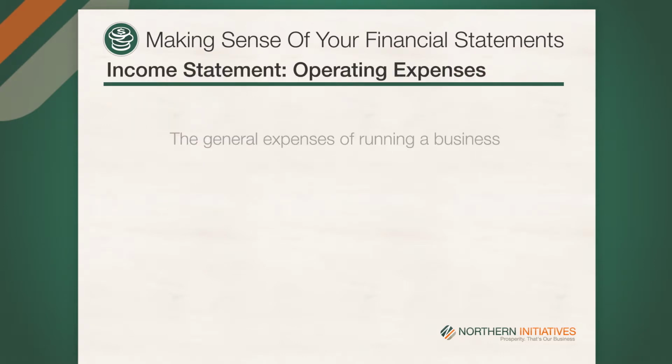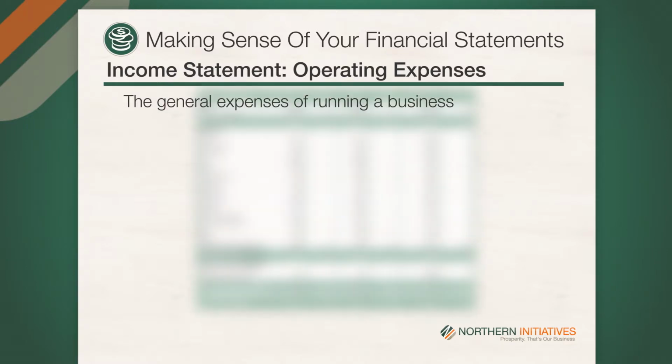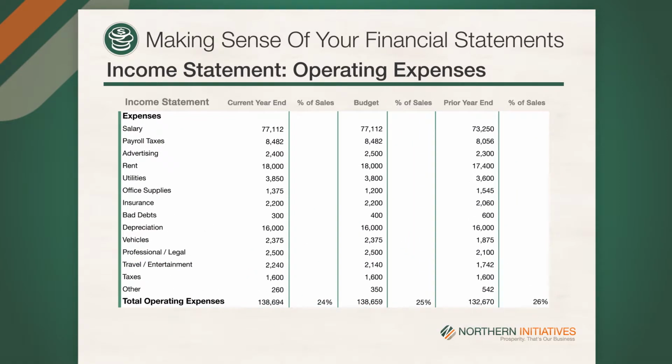Operating expenses are the general expenses of running a business. Overall, in this business, the operating expenses have remained fairly consistent as a percentage of sales. The budget included a slight decrease in operating expenses as a percentage of sales from 26% in the prior year to 25%. Actual results were even better at 24%. This will prove helpful for the bottom line since gross profit was less than expected.